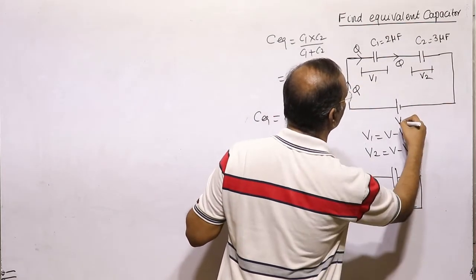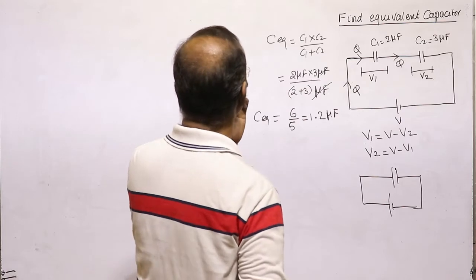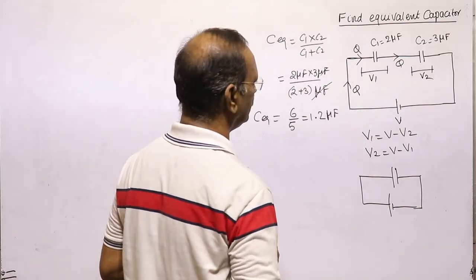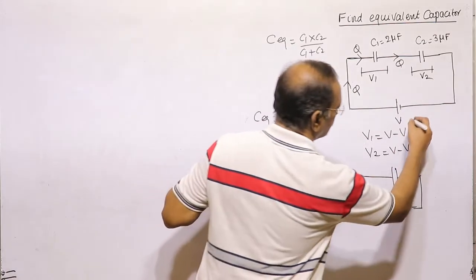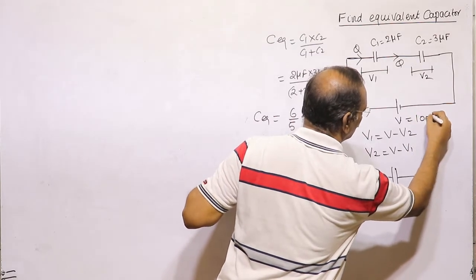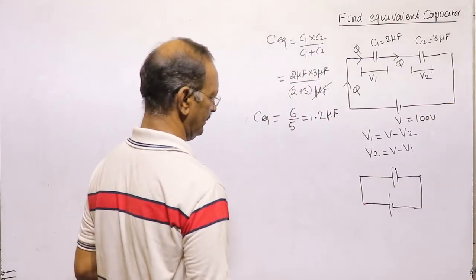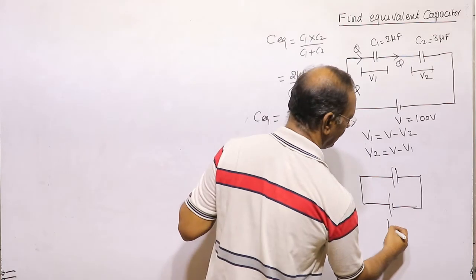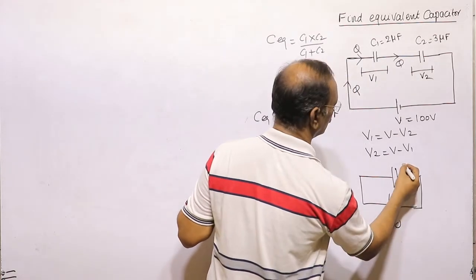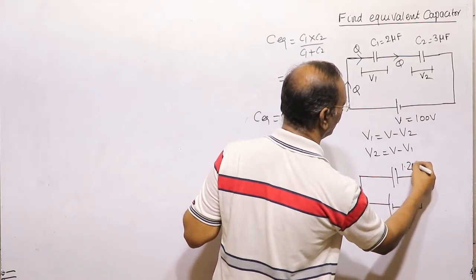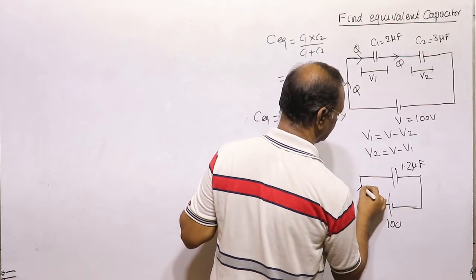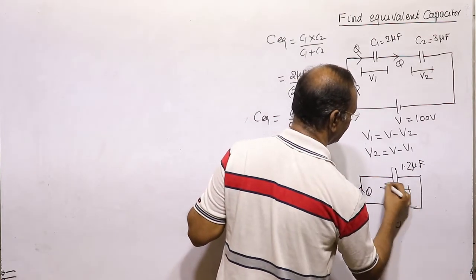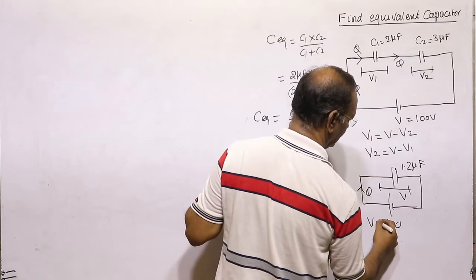Voltage, this is V. And what is the voltage applied? Voltage is equal to 100 volt. This is the 100, and this is equal to 1.2 microfarad. This is the charge flowing. This is the entire potential applied here.